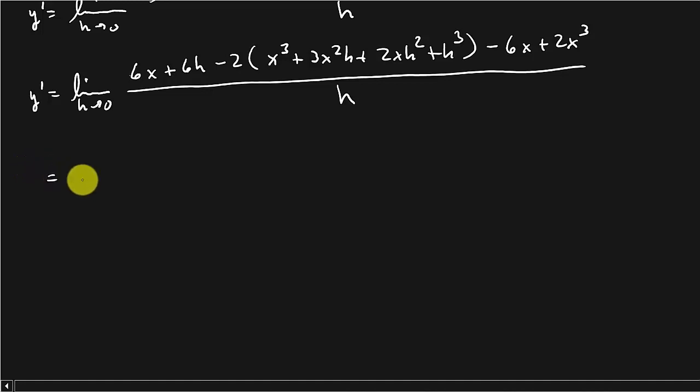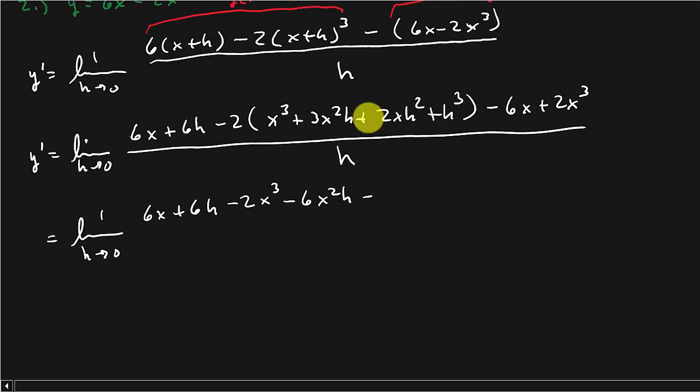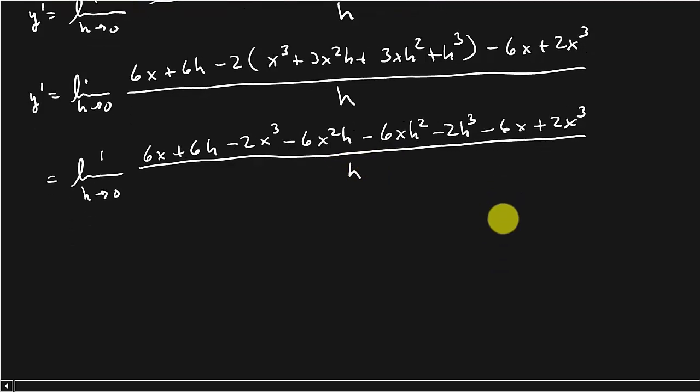So this is going to be the limit as h goes to 0. Now what I'm going to have to do here is distribute the 2. So that's 6x plus 6h minus 2x cubed minus 6x squared h. Wait a minute, I think this should be a 3 right here, 3xh squared. For some reason I wrote a 2. That should be a 3. So minus 6xh squared minus 2h cubed minus 6x plus 2x cubed, and all that over h.